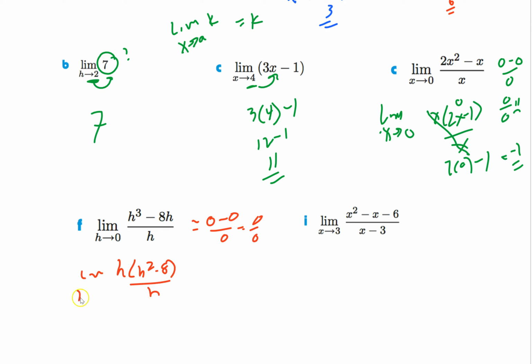Right, the limit as h approaches 0. So now they're gone. I can plug my 0 in because there's no more issues. 0 squared minus 8, or negative 8.